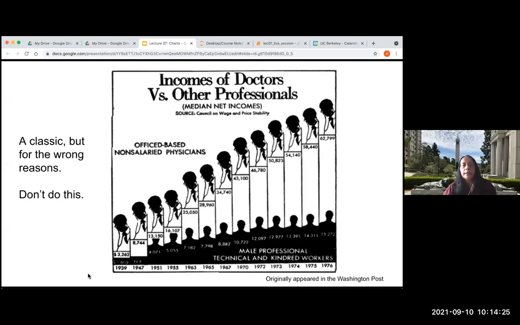The attempt is to compare the incomes of doctors, those are in the white bars and represented by each of these doctor-looking silhouettes, with the incomes of other professional, technical, and kindred workers, all male. And those are these people represented by, I am actually not quite sure what, maybe the tops of the heads of these silhouettes down there. And there's just far too much going on in this visualization. Do we really need a doctor's head on the top of every single bar?